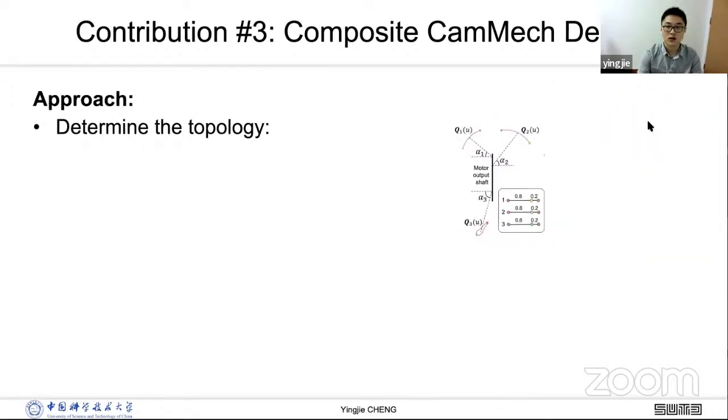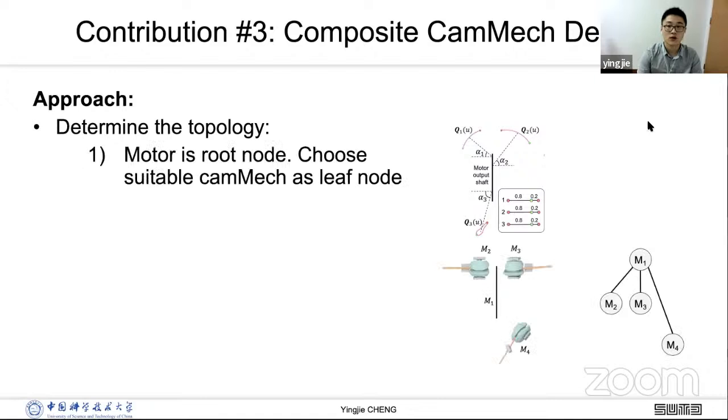To design a composite CamMech, firstly, we determine the topology of this CamMech. The motor M1 is the root node. We choose a suitable CamMech as leaf node according to the motion curves. For example, M4 is Cam2R since it can output a 2 degree of freedom rotational motion, and M1, M2 and M3 are Cam1R since Q1 and Q2 are planar curves. So M1, M2 and M3 only output 1 degree of freedom rotation.